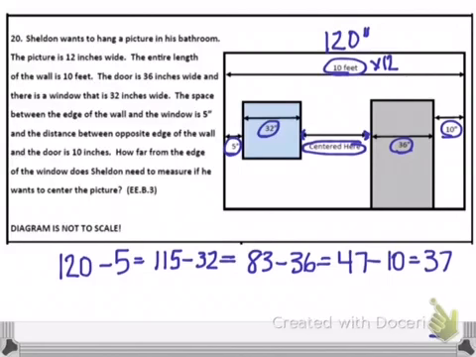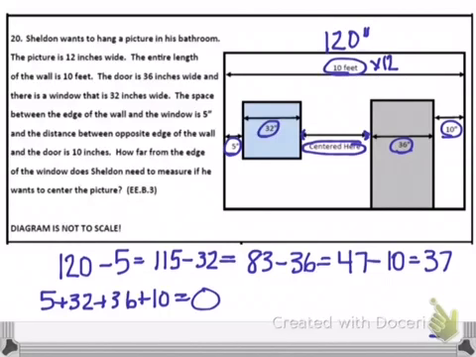Another alternative is to do the opposite, to add 5 plus 32 plus 36 plus 10, and then take that answer and subtract it from the 120.